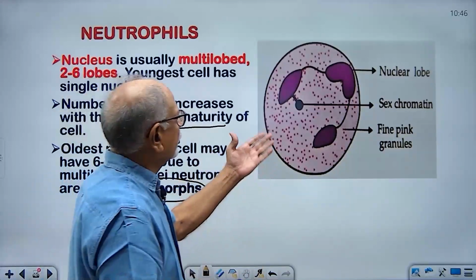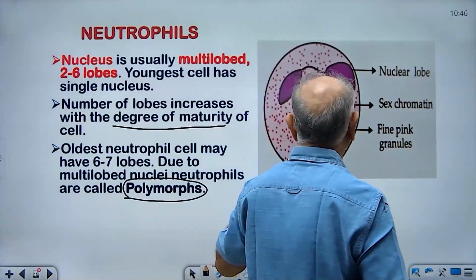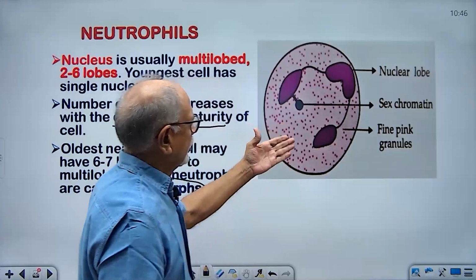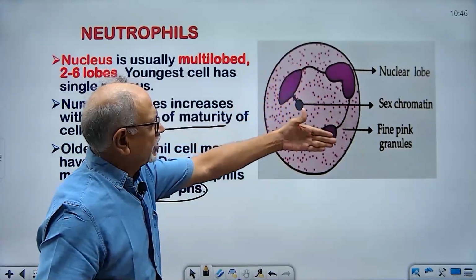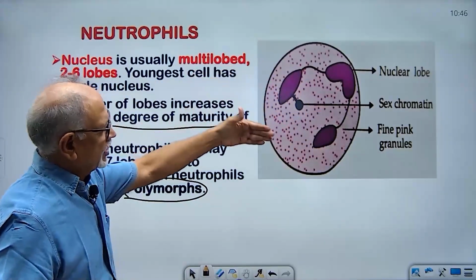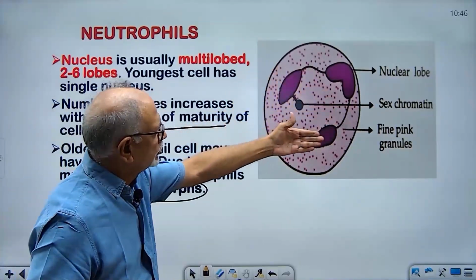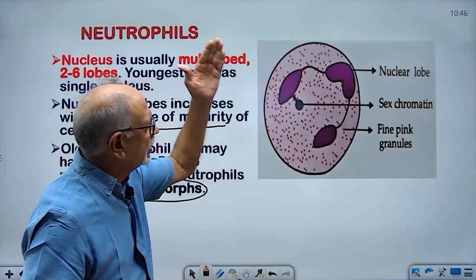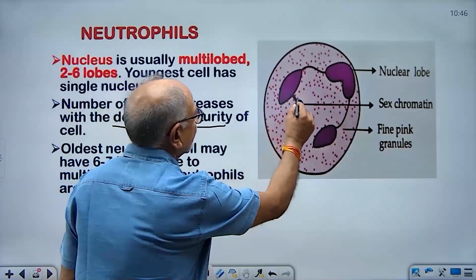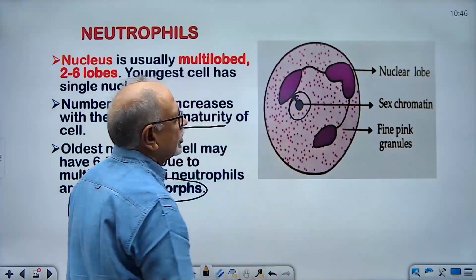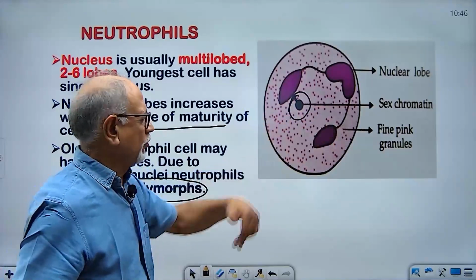Here you can see a neutrophil with the granules stained with neutral dye, having a 3-lobed nucleus, 1, 2 and 3, and this is a bar body containing the sex chromosome.